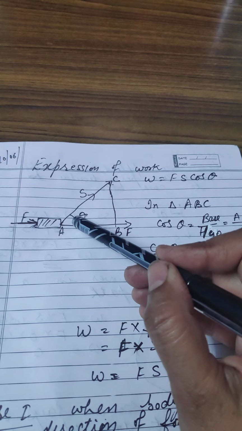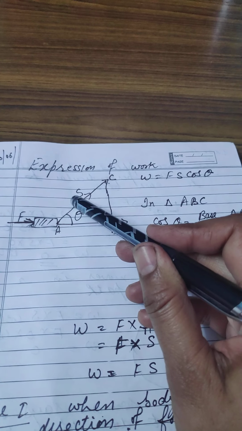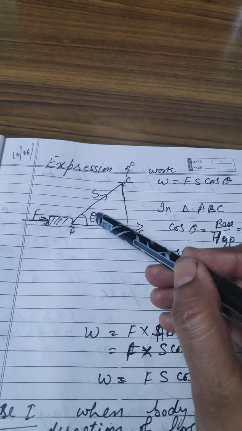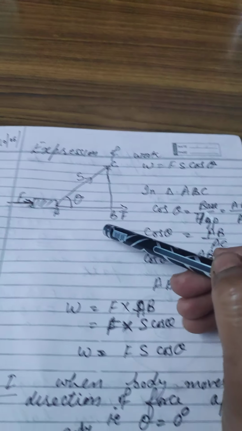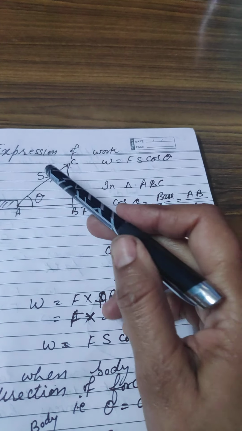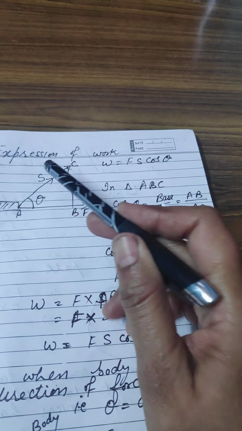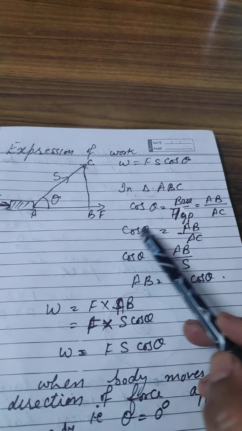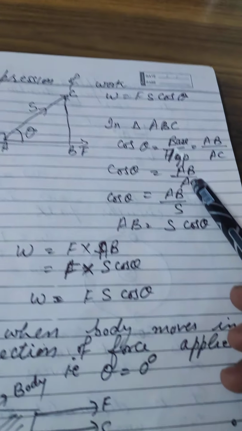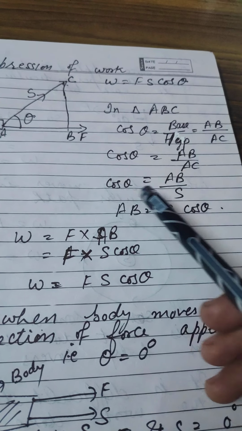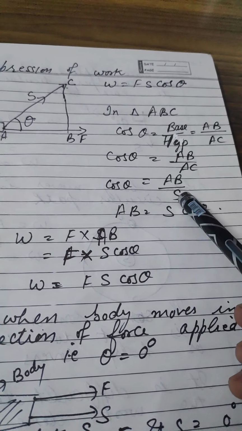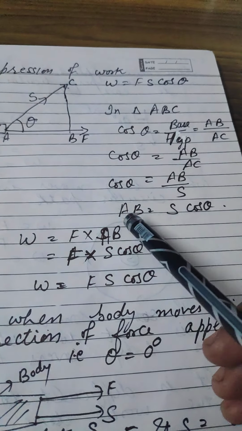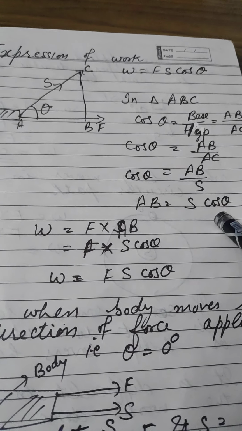So wherever two angles are there, it is base and it is hypotenuse. So let me find out cos theta. What is cos? That is base over hypotenuse, AB over AC. So cos theta is equal to AB over AC, where AC is the displacement of the body, S. So AB is equal to S cos theta.